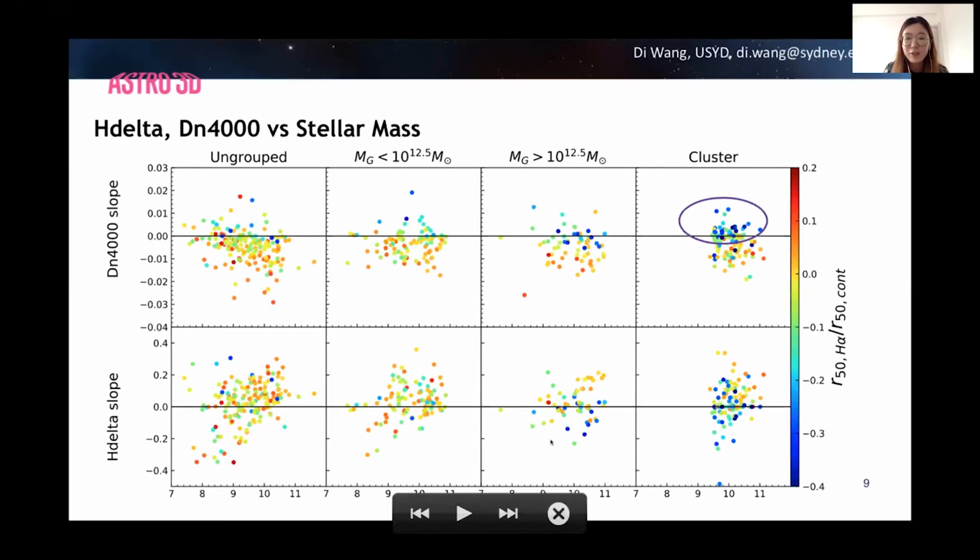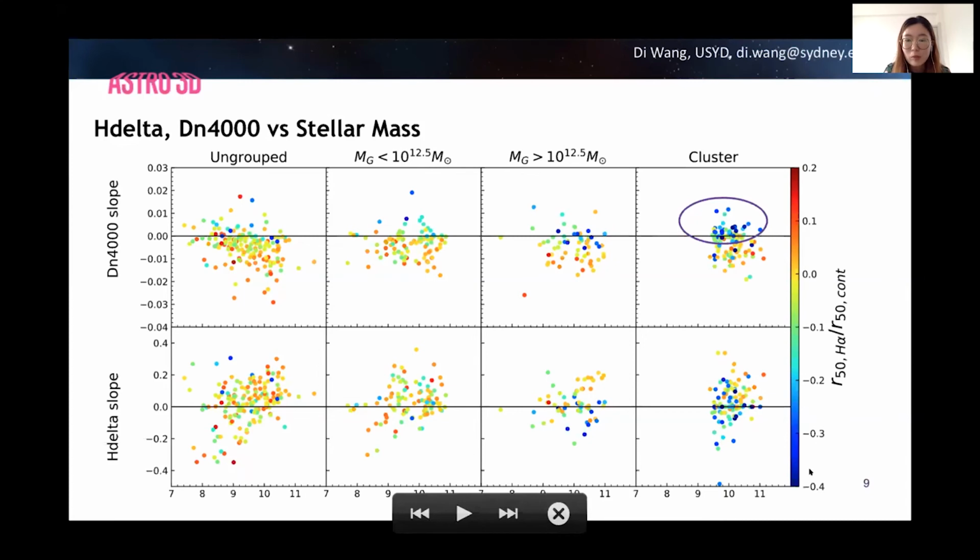For a centrally concentrated star formation galaxy, if the galaxy has fast quenching in the outer part, we would expect the H delta to have a positive gradient. In other words, if the H delta is decreasing at large radius for a centrally concentrated galaxy, then in the outer part it won't have a sudden increase in H delta due to fast quenching.